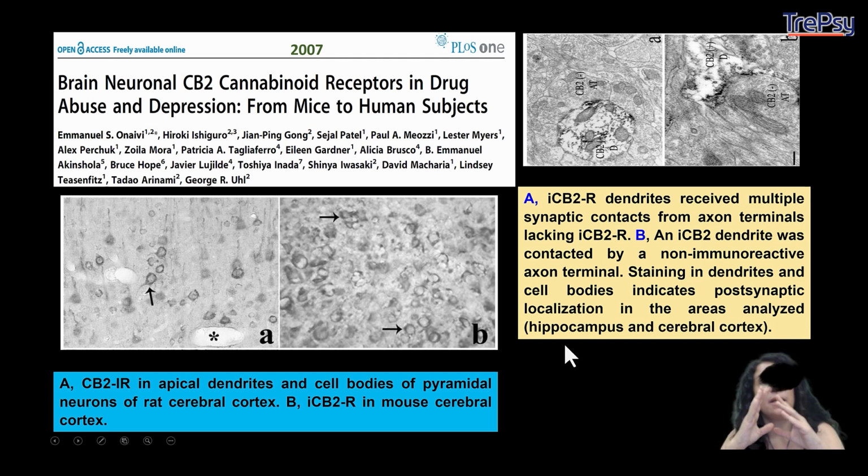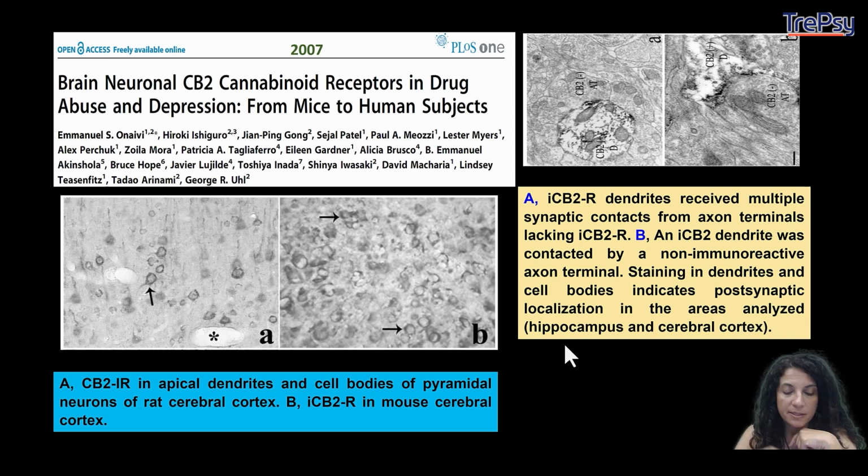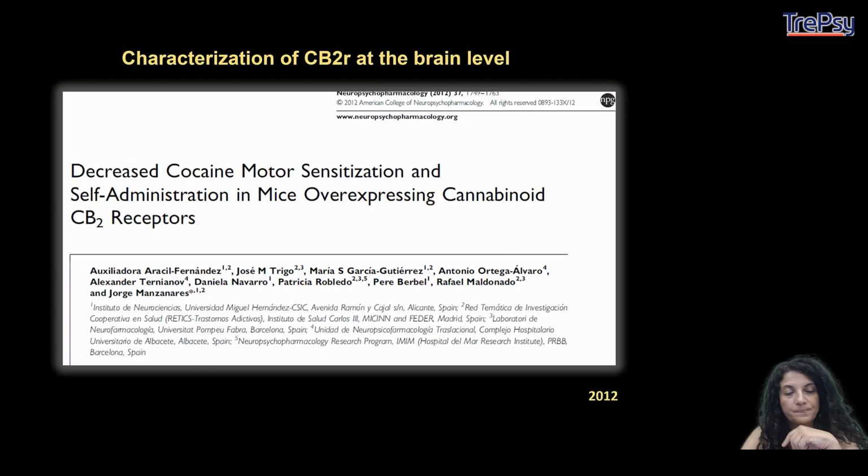So, in the first works from this group, they made a wonderful identification of the expression of CB2 receptor, and in this work we can see that the CB2 receptor is expressed in the presynaptic and in the postsynaptic too.